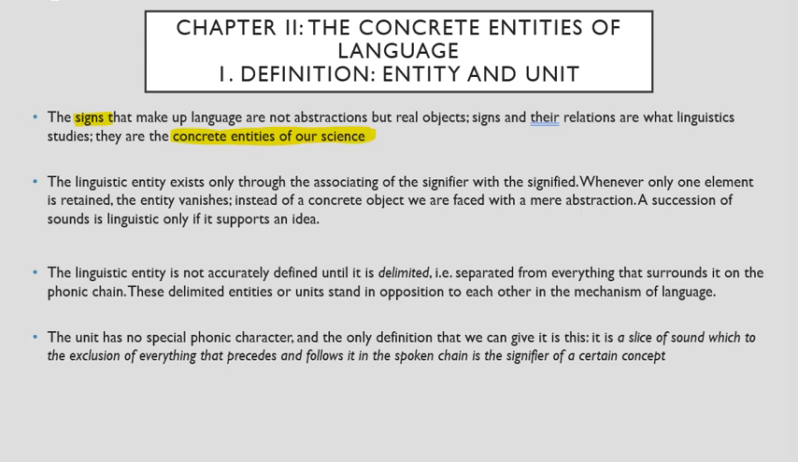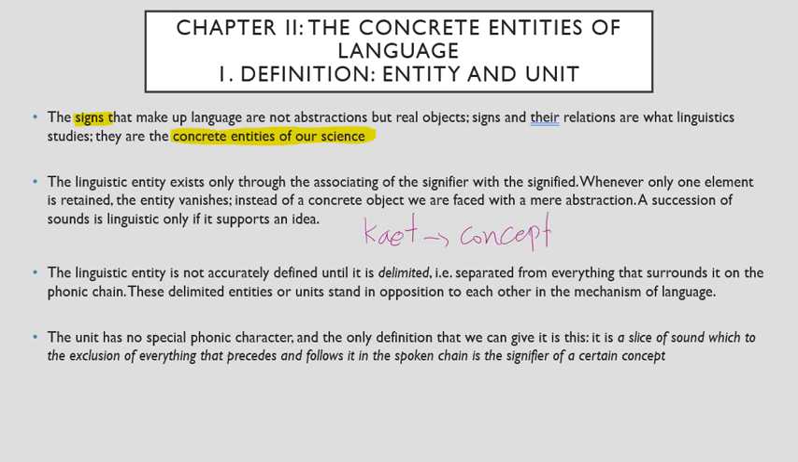The linguistic entity exists only through the associating of the signifier with the signified. Whenever only one element is retained, the entity vanishes. What does that mean? If I just have this word, cat, if I just have the sound and not the concept, for example, let's say I'm talking to a Russian person who doesn't know English, and I say cat. For him, this sound makes no sense because it has not been connected to a concept in his mind.